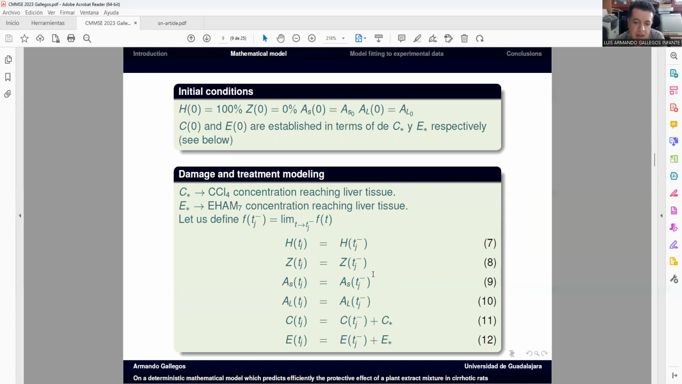So when the tetrachloride or the extract is administered, the level of the concentration increases to these values, C star and extract star.